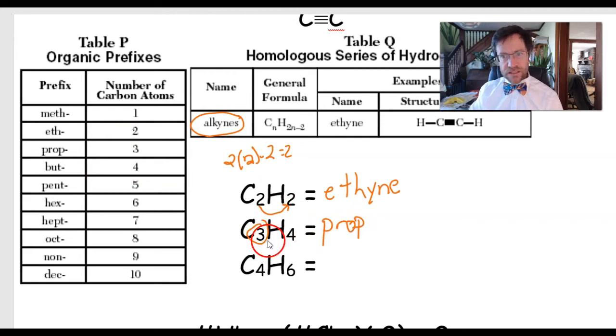3 times 2 is 6. Let's see. Oh, it's following this pattern. 2n minus 2, so 6, 4, all right. You see how this is following the exact same pattern? 4, what is that? I can't even remember. Oh yeah, but.